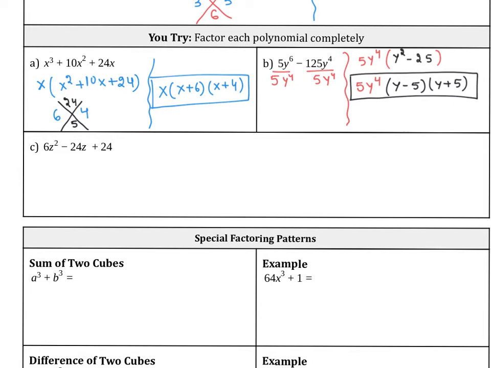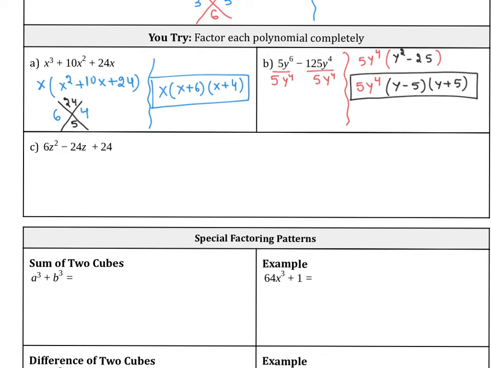So in letter A, the common monomial that you can factor out is x. If you factor out the x from here, you're left with x squared. Factor out the x from here, you're left with 10x. And if you factor out x from here, you're left with 24. Make a cross, and on top of the cross, you put 24, and the middle term goes on the bottom, so that's going to be 10.